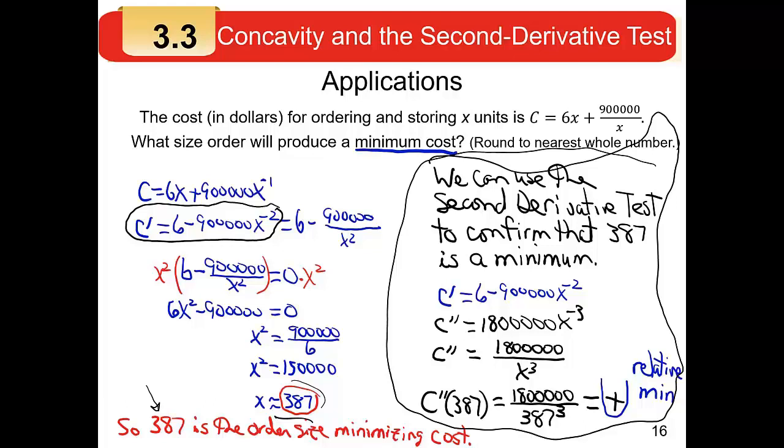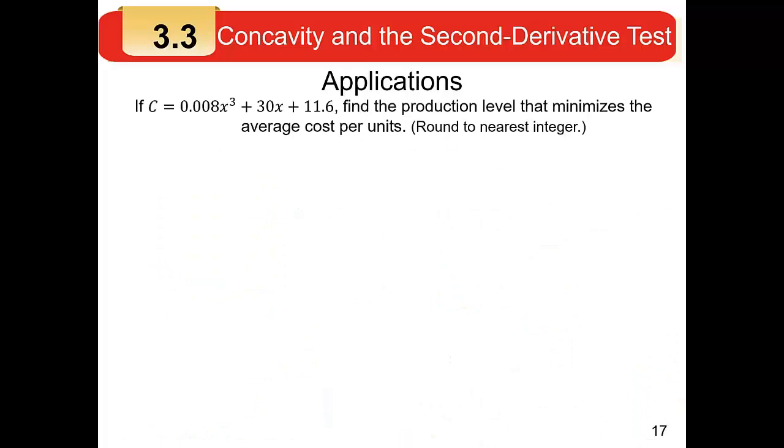Now, pay attention to the difference between this example and the one I'm about to do. This problem asks for the minimum cost. This problem asks for the minimum average cost. That word average changes everything. The previous problem said to minimize the cost. This problem says to minimize the average cost.